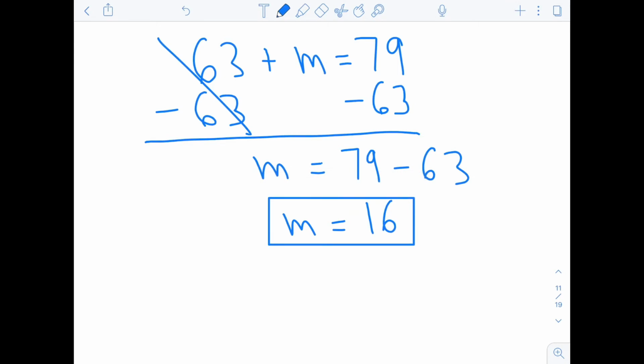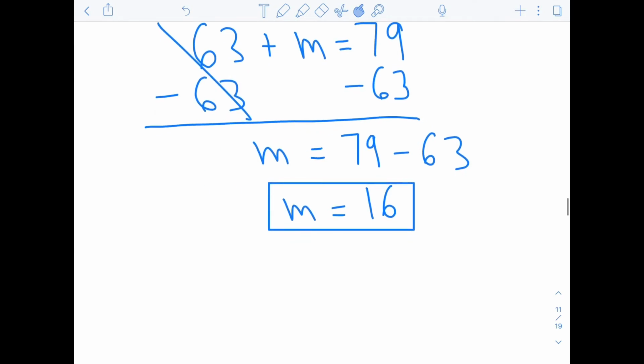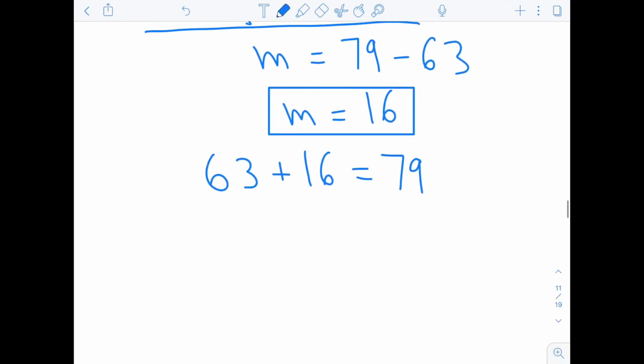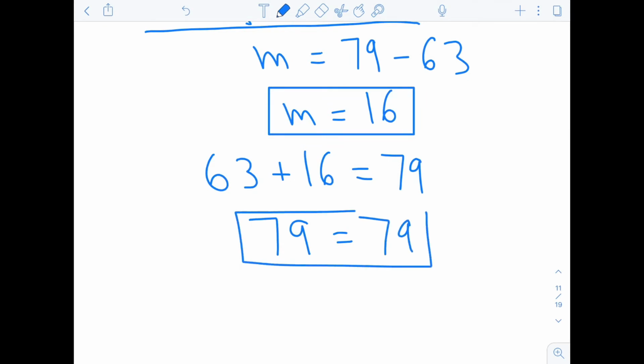And let's plug in 16 to see if our answer is correct. So 63 plus 16 equals 79. And 63 plus 16, that's 79. So you're left with 79 equals 79, which is true, so our solution is correct.